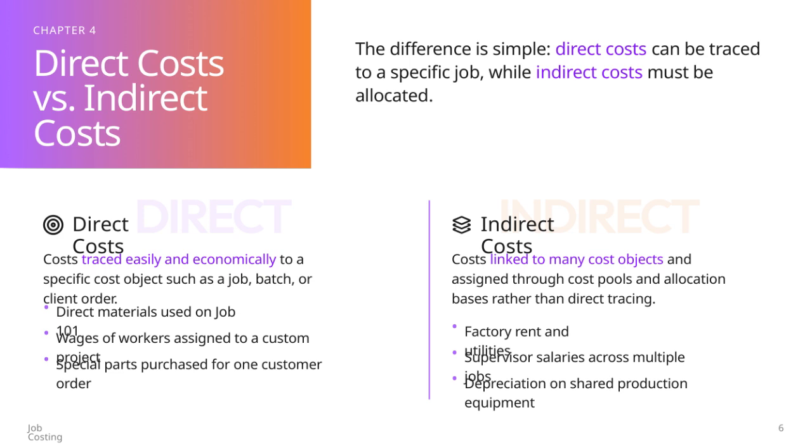On the other hand, indirect costs are a bit more complex. These are expenses that support multiple jobs or projects and can't be traced easily to a single one. Instead, we allocate these costs based on cost pools or allocation bases. Examples include factory rent, utilities, salaries of supervisors who oversee various jobs, and depreciation on equipment that's used across multiple production tasks. Understanding this distinction is critical because it affects how we handle costing in job costing systems and ensures we accurately attribute expenses to the proper jobs or products.